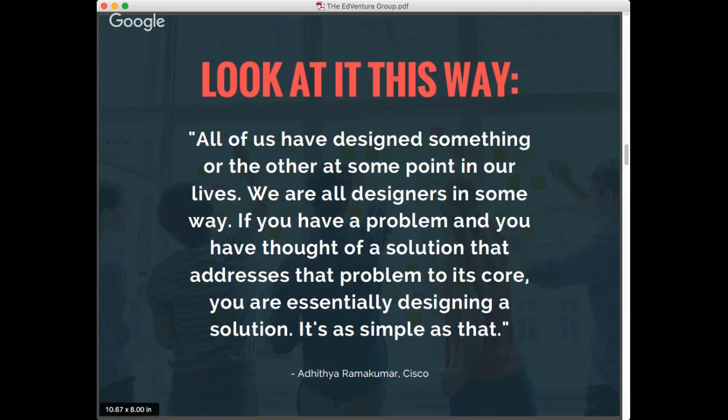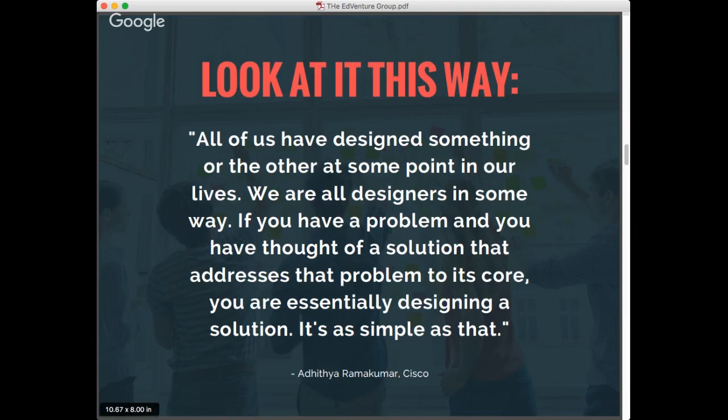So this is a quote by Aditya Ramakumar. I probably butchered that and I apologize. But Cisco is huge in networking and technology, and we really want to focus on design thinking. Isn't this scary concept where you have to be overwhelmed by it? It's very simple, and at its very foremost, this quote really applies.